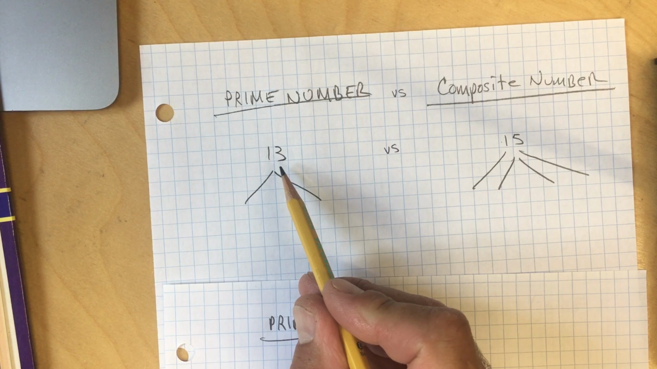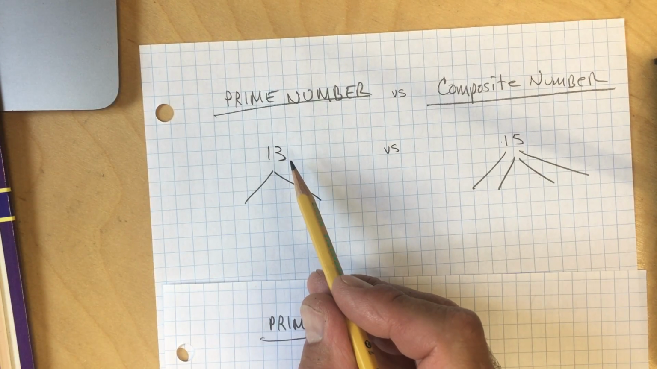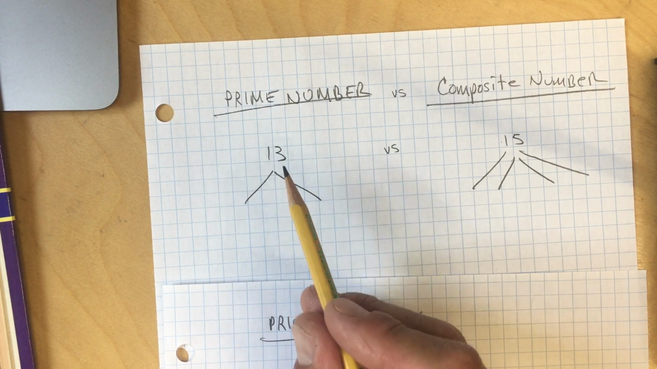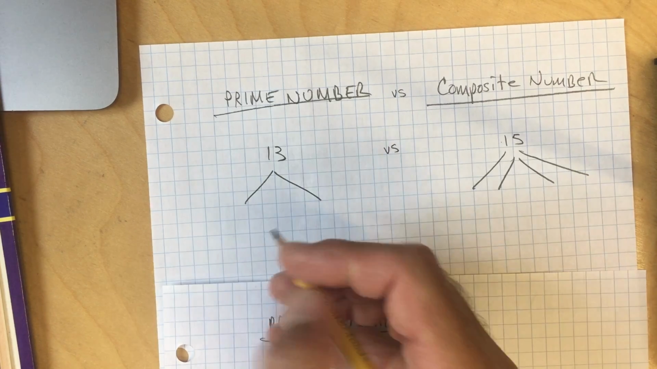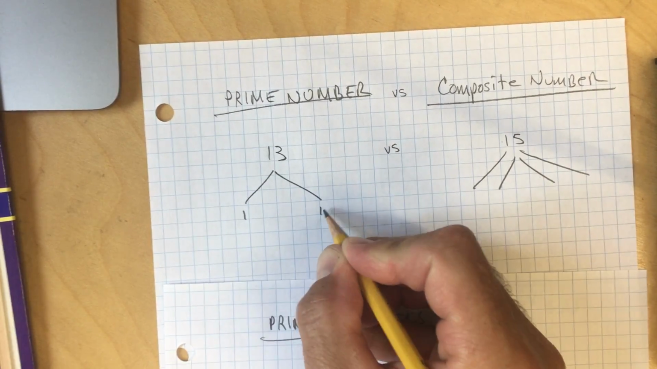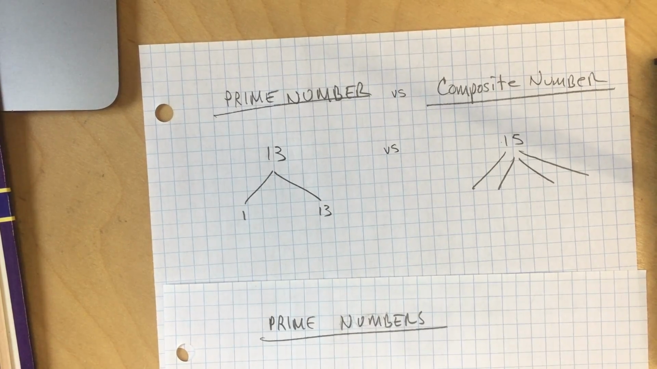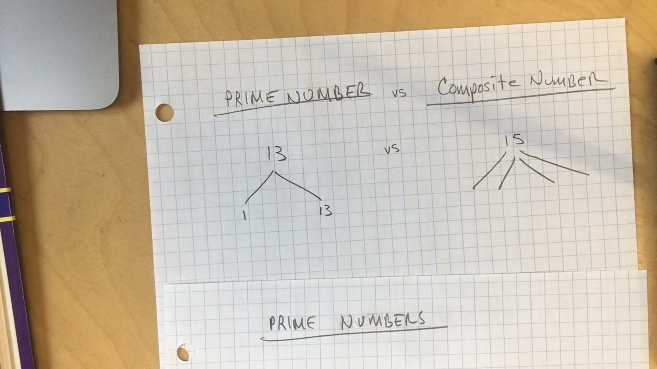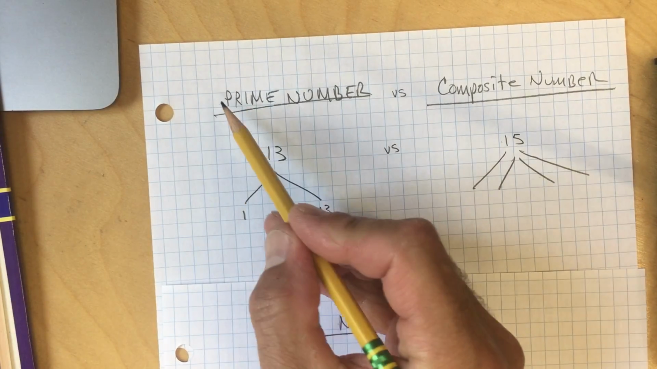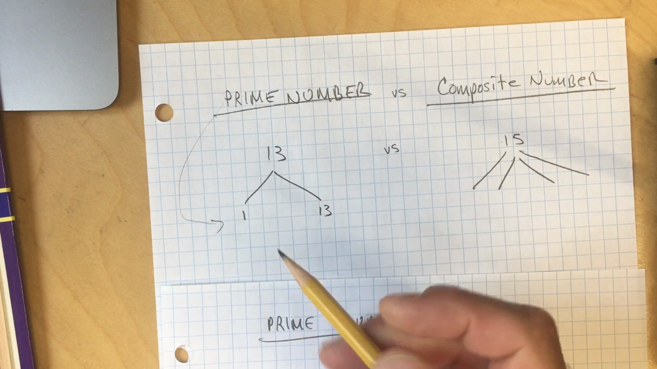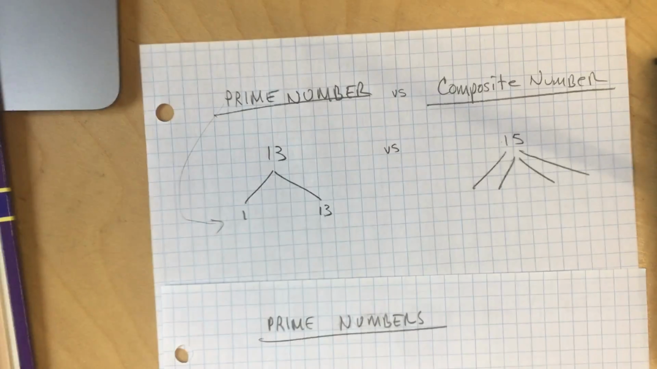I'll tell you right now, 13 is a prime number, and here is why. Because there are only two numbers that evenly divide into 13. They are the number 1 and the number 13. 2 doesn't divide in, 3 doesn't divide in, 4 doesn't divide in, and so forth. Those are the only two numbers. A prime number is a number where only the number 1 and the number itself divide into it.